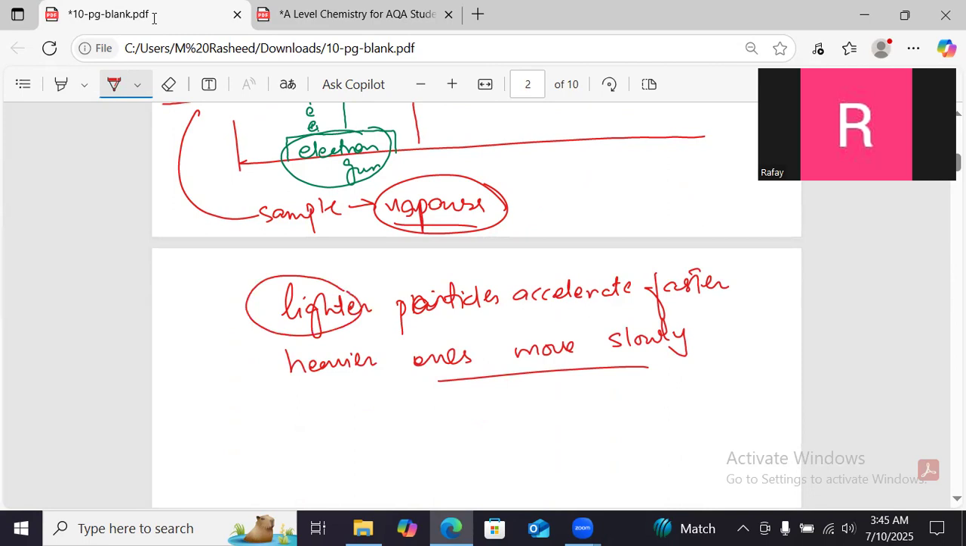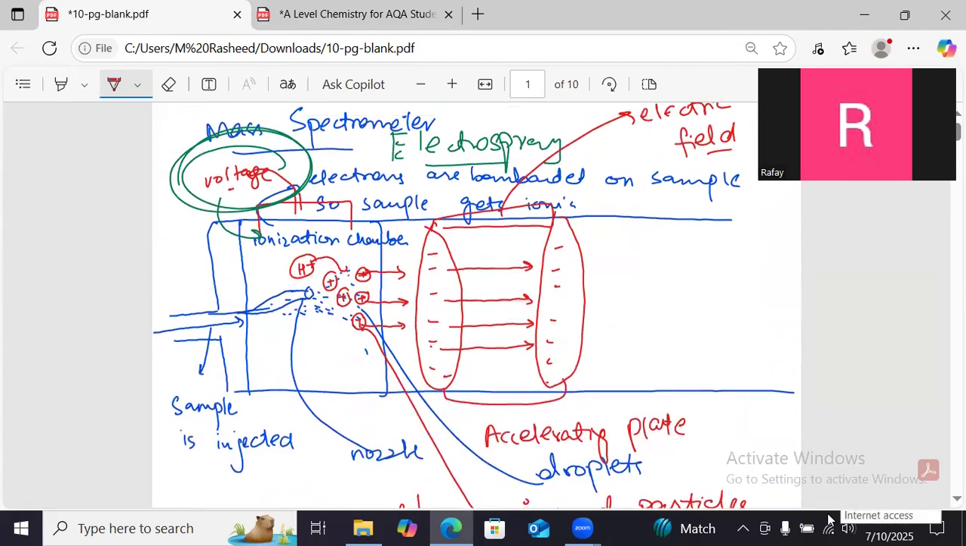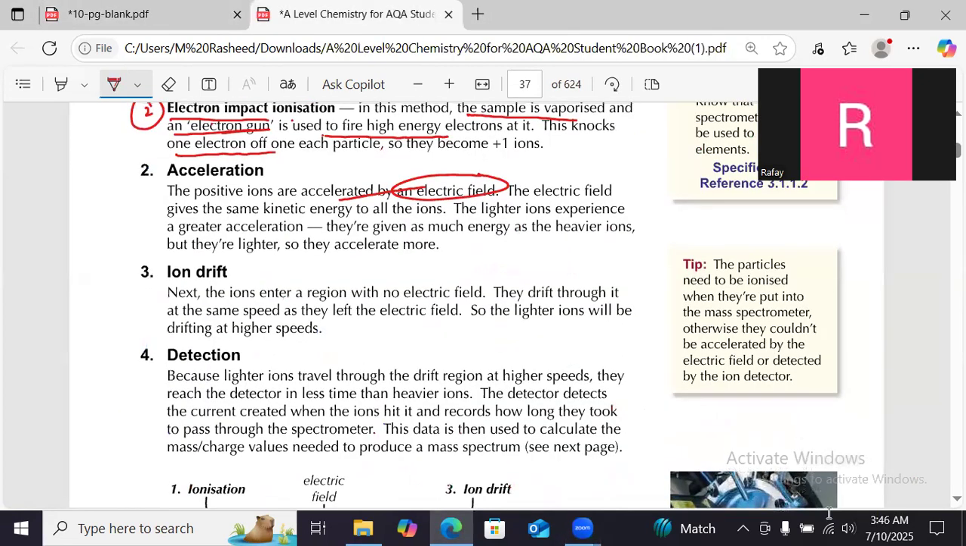So it depends on the masses as well, because obviously the main purpose of a mass spectrometer is to measure the mass. So definitely there will be some processes that are different for different masses. So lighter particles accelerate faster while heavier ones move slowly. In both of these types of ionization chamber, the next thing will be the same. The accelerating plates are negatively charged, so positive ions can easily move toward those accelerating plates, depending on their masses.